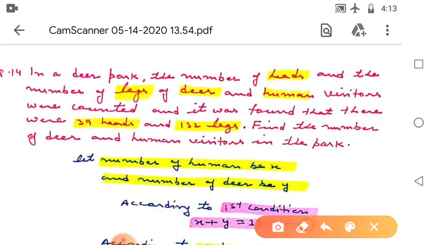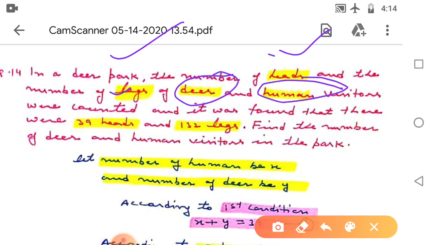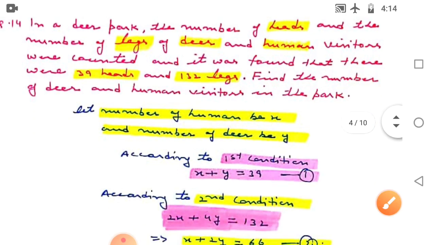So the question is clear. In a deer park, the number of heads and the number of legs, and we have deer and human visitors. Number of heads is 39, number of legs is 132. We need to find the number of deer and human visitors in the park.